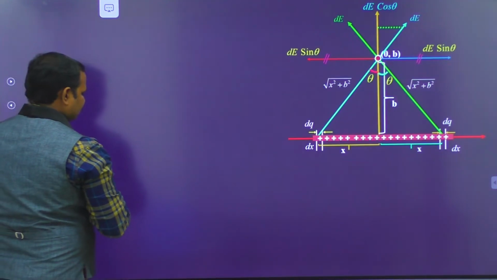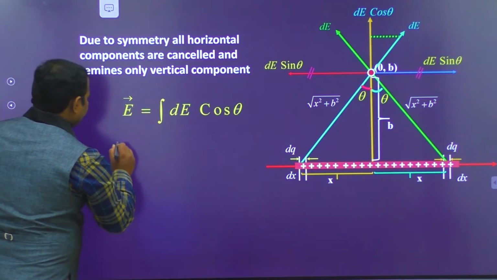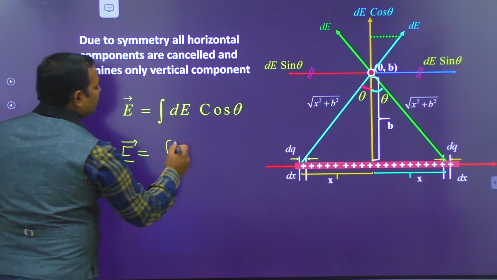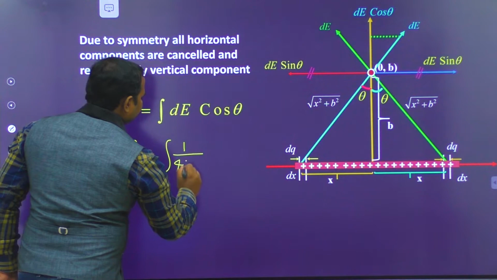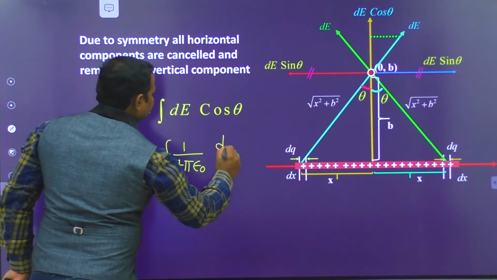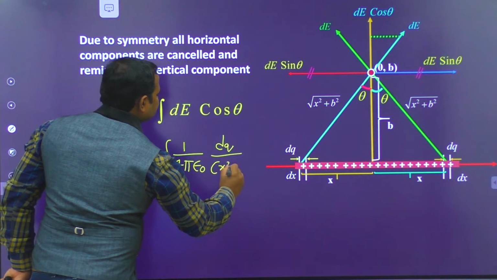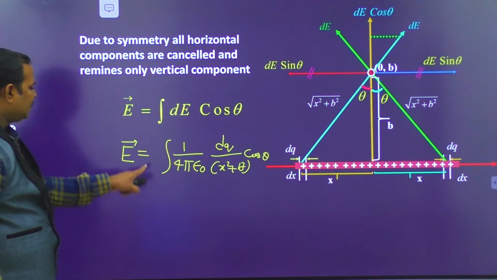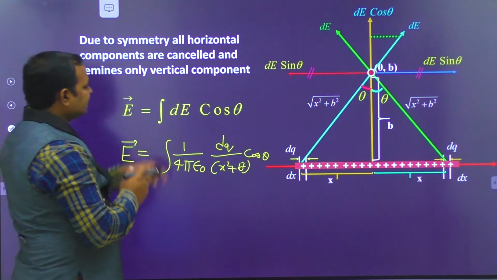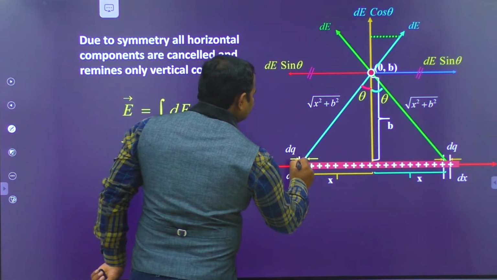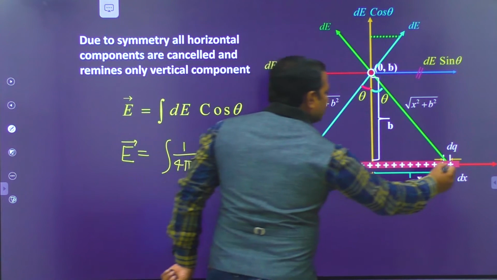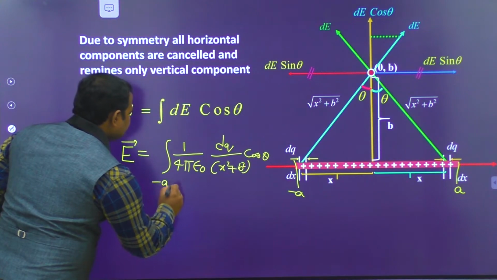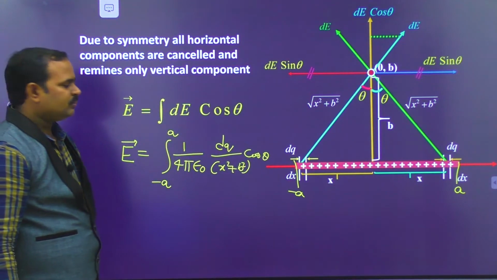So now let us write E = integration of dE, which we know already: (1/4πε₀) dq/(x² + b²) into cos θ. This is the total electric field. Now if you see here, this charge end is at minus a and this charge end is at plus a. So the total integration runs from minus a to plus a.